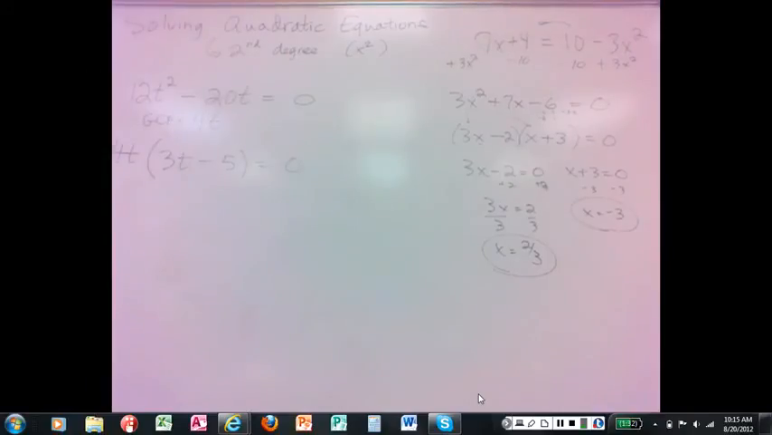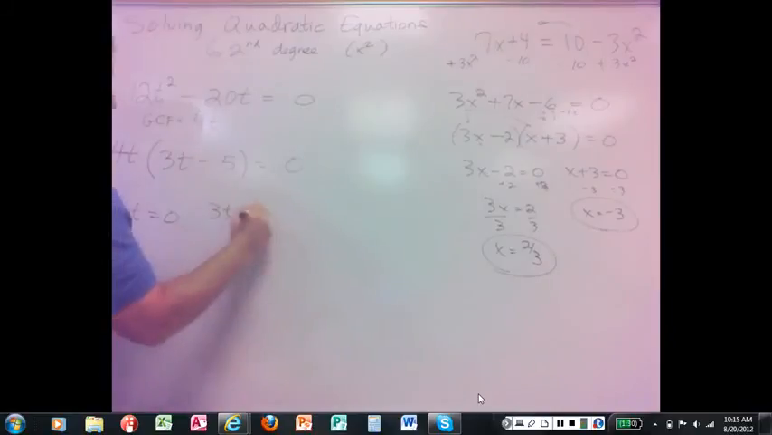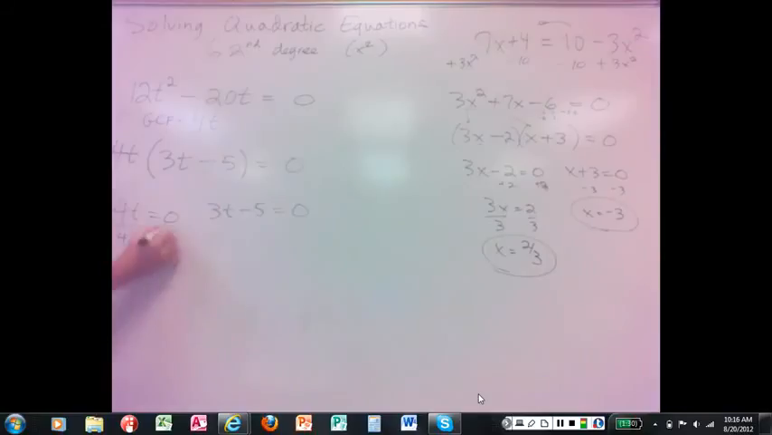Well, once we get it factored, then we're to the same place we were over here. Equal to 0. 4t, set that equal to 0. 3t minus 5, set that equal to 0. Divide by 4, 0 divided by 4 is 0. Add 5, and divide by 3. So I get my two answers right there. Okay?